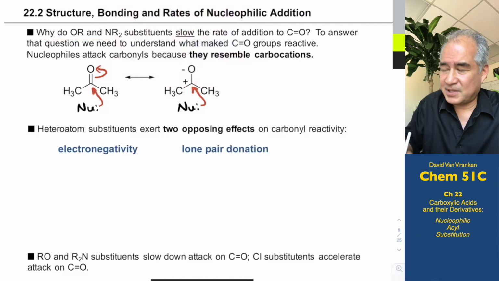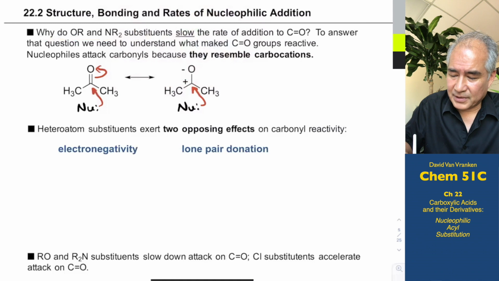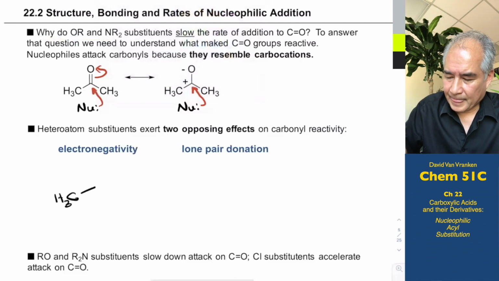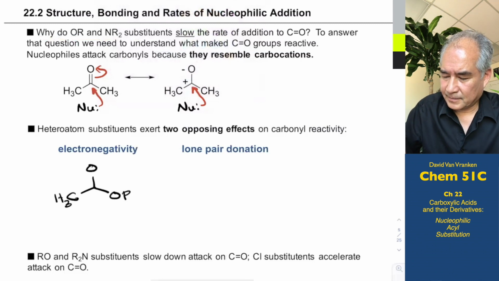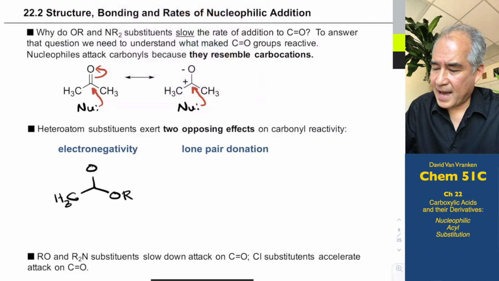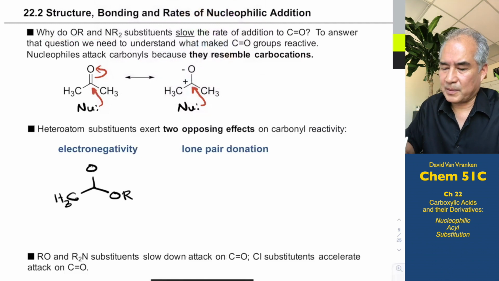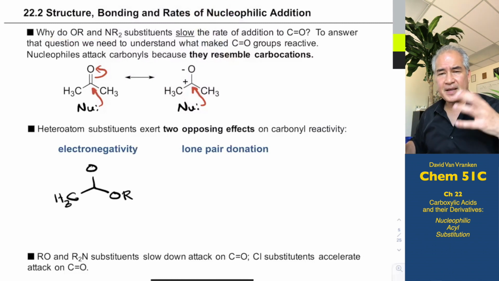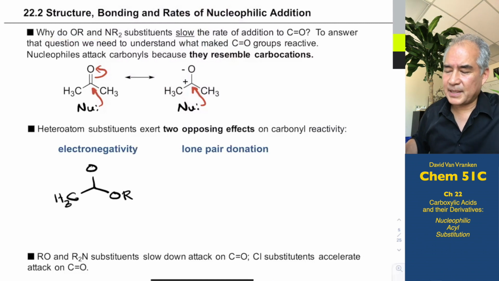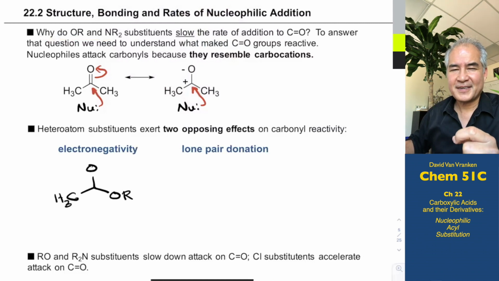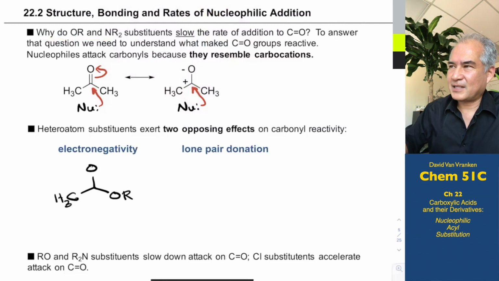of heteroatom substituents on that carbonyl group. So let me go ahead and redraw this carbonyl group. But instead of having a methyl on the other side, let me go ahead and put a heteroatom on the other side. So I'm going to take this carbocation resonance structure over here, and I'm going to use that to think about what would be the effect of putting an OR group. And there's going to be two completely different types of effects. There's an electronegativity effect, because oxygen is electronegative. And then there's going to be a lone pair effect, because oxygen has lone pairs. And those will have different influences on the reactivity of the carbonyl.